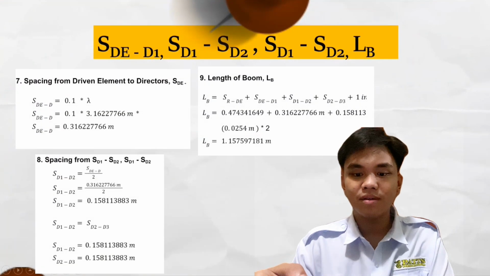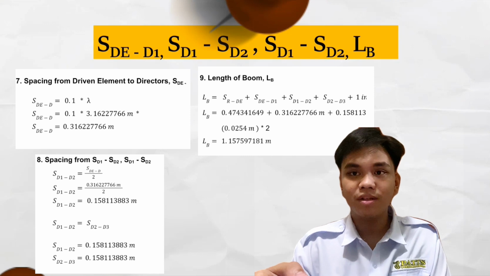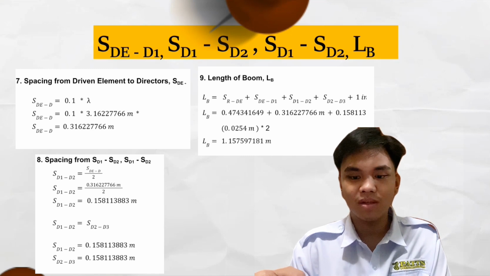Number 7. In order to get the value of SDE to D1, we need to multiply 0.1 times the wavelength. Multiply both, then you will get 0.3162277766 meters. That will be the value of SDE to D1.